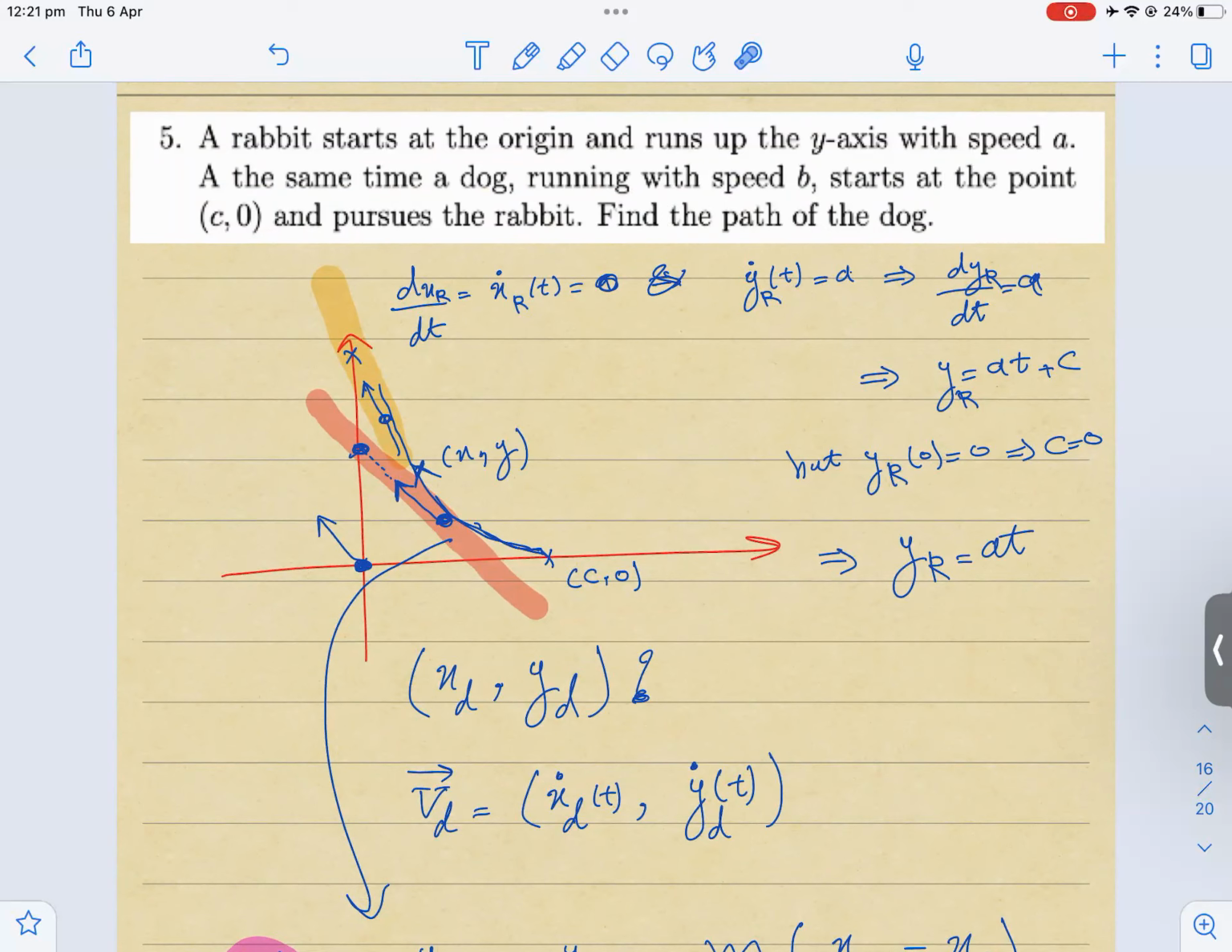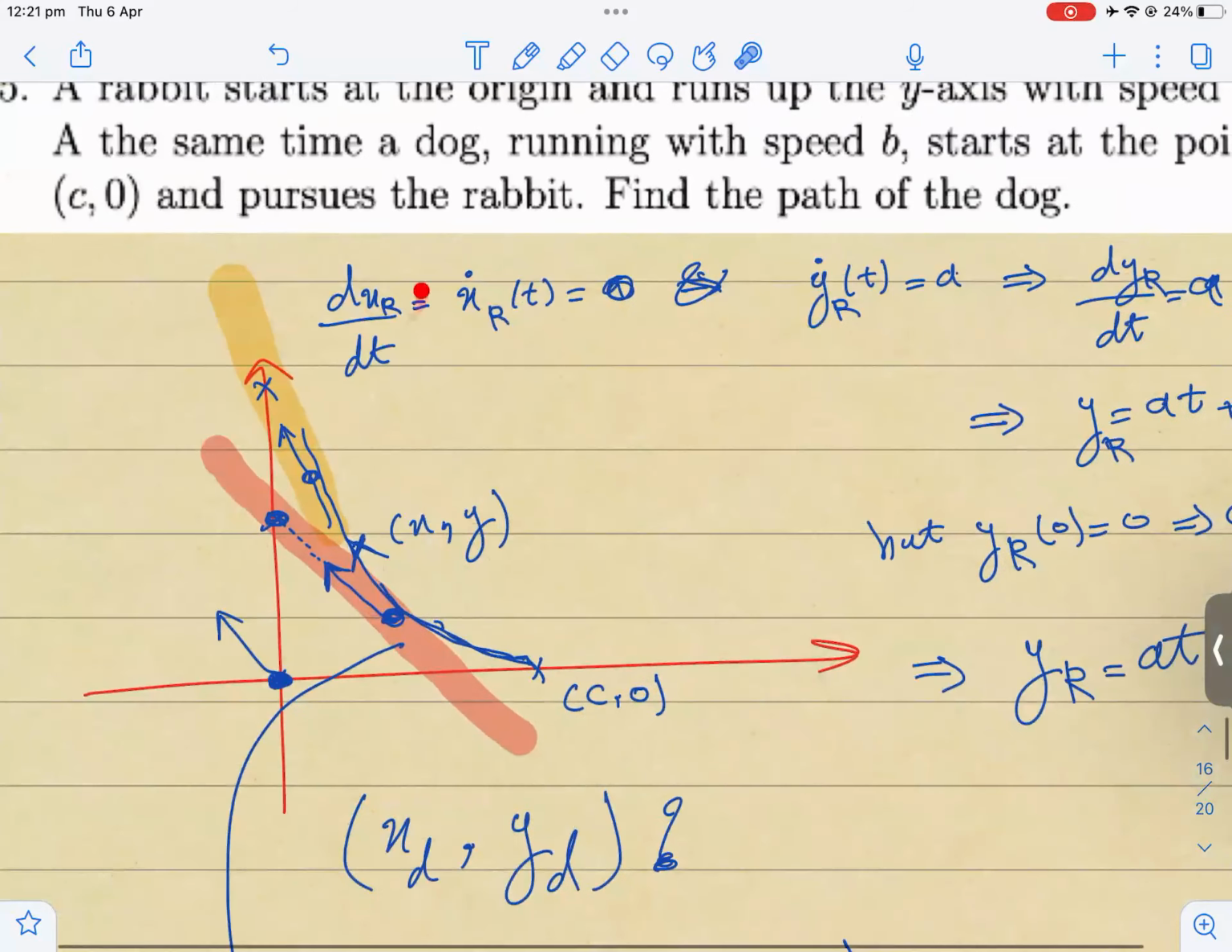So the rabbit starts along this path. For simplicity, we assume that it's taking only this path. The dog sees the rabbit first here. Then the rabbit is here, and the dog is pursuing the rabbit. So what happens?